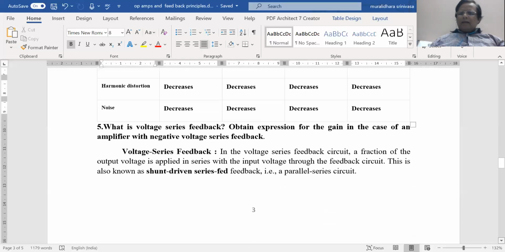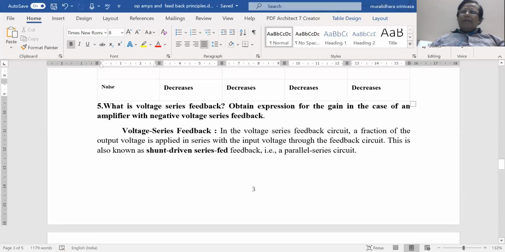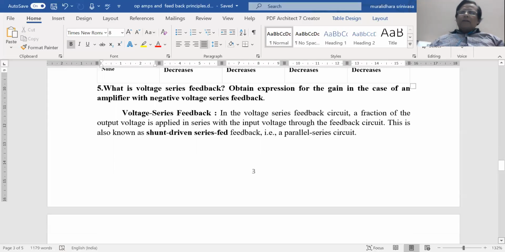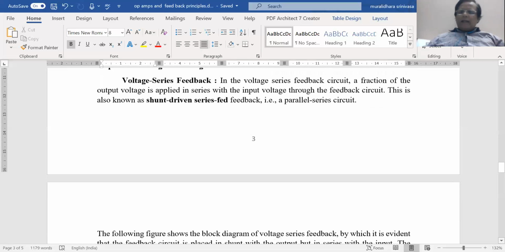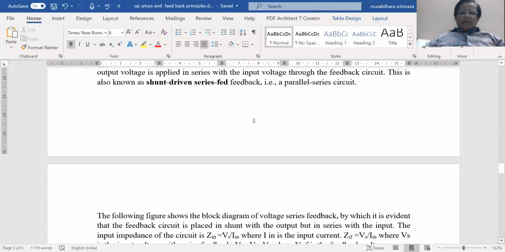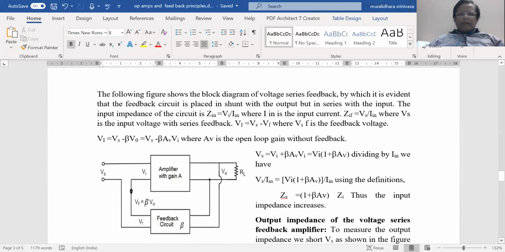So these are some of the characteristics of various combinations of feedback networks and their relative properties. Now let us study in detail the voltage series feedback, particularly its output impedance and input impedance. So what is voltage series feedback? Voltage series feedback is one in which a part of the output voltage, using a feedback network, is fed back into the input. You tap the output in a shunt connection, and connect it back to the input in a series connection.